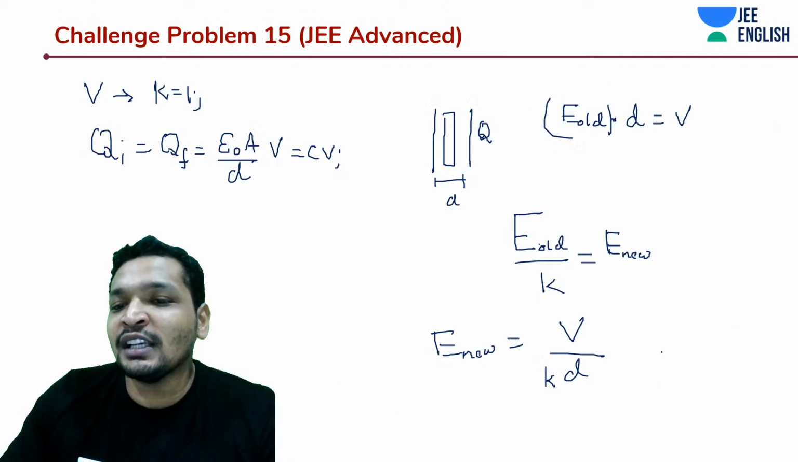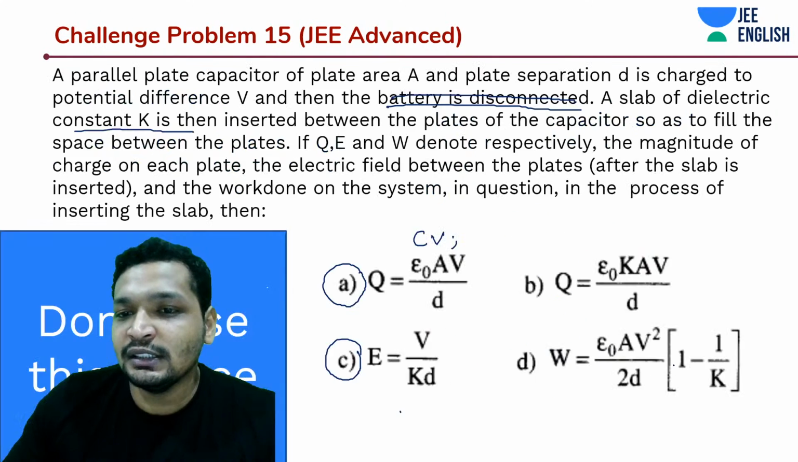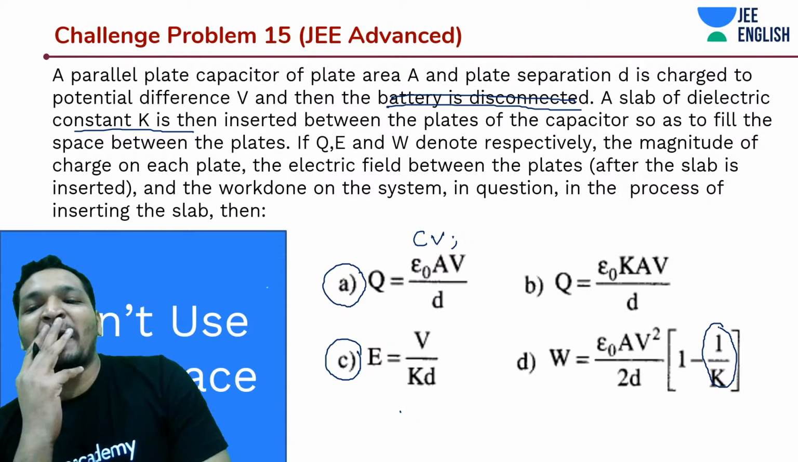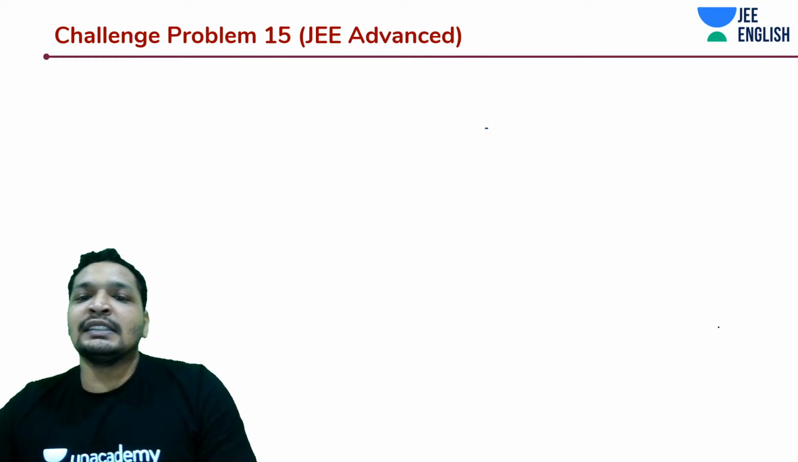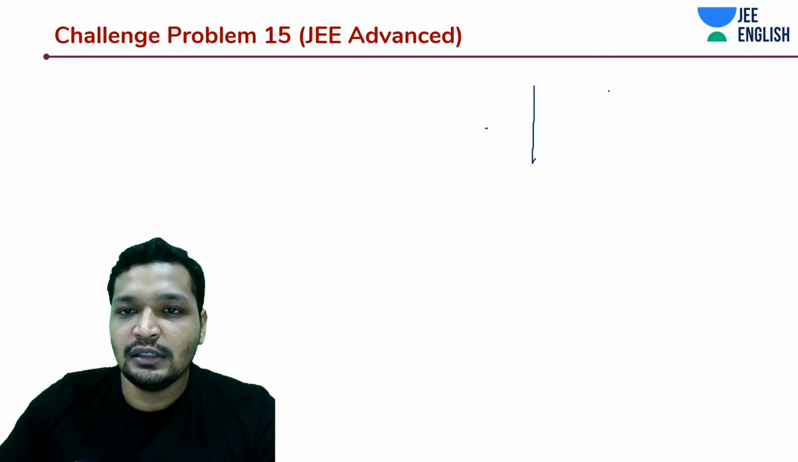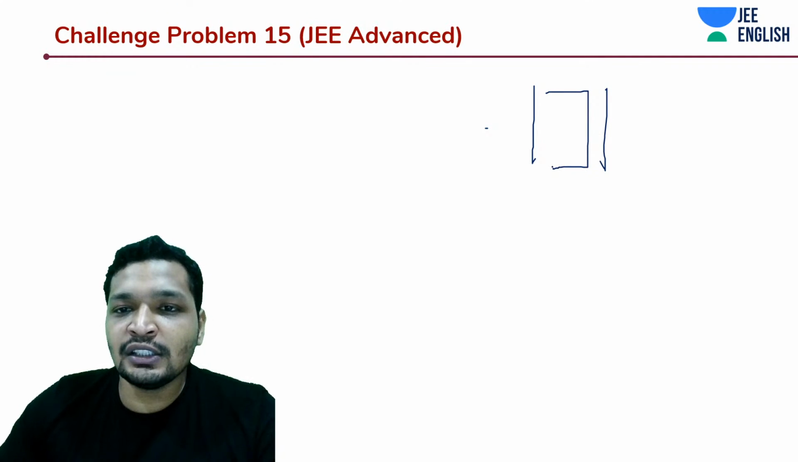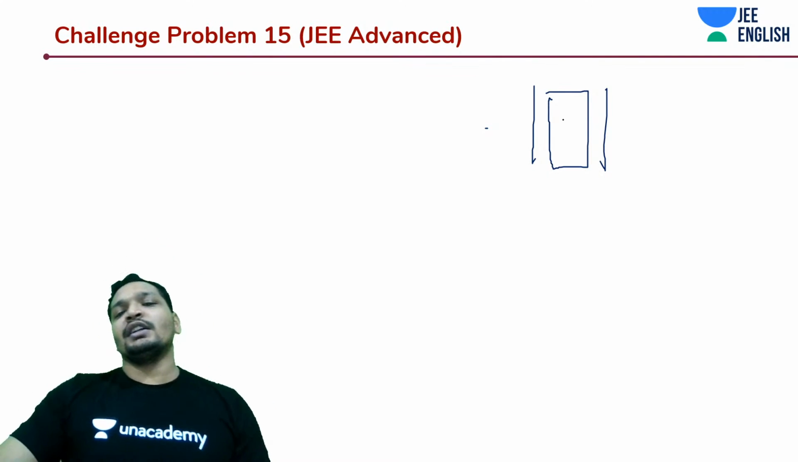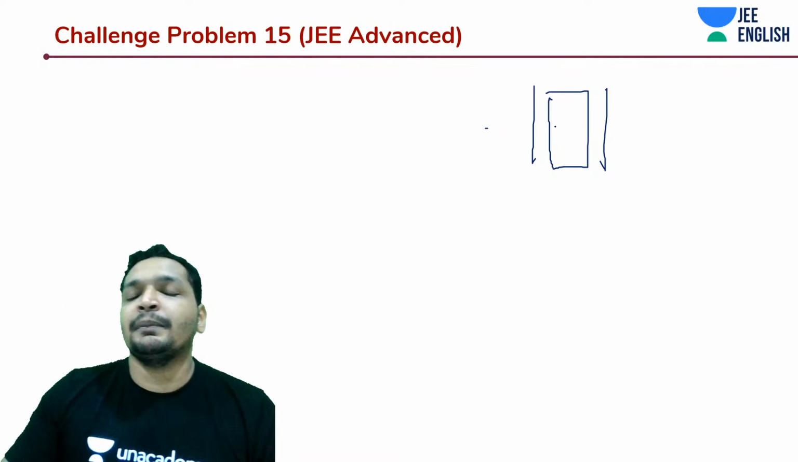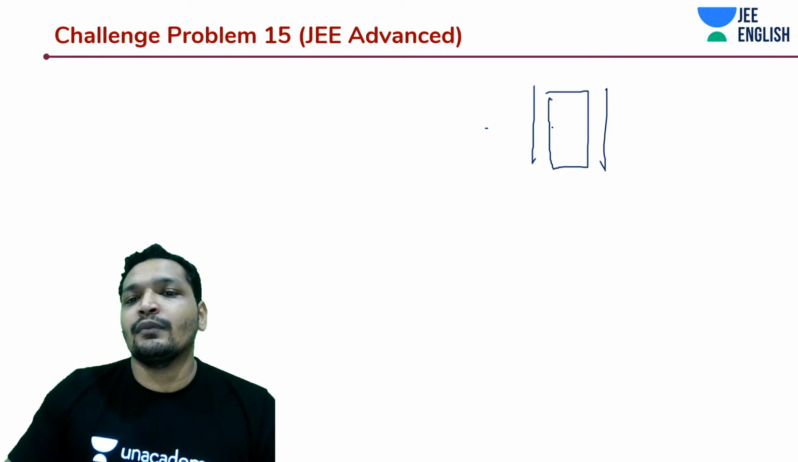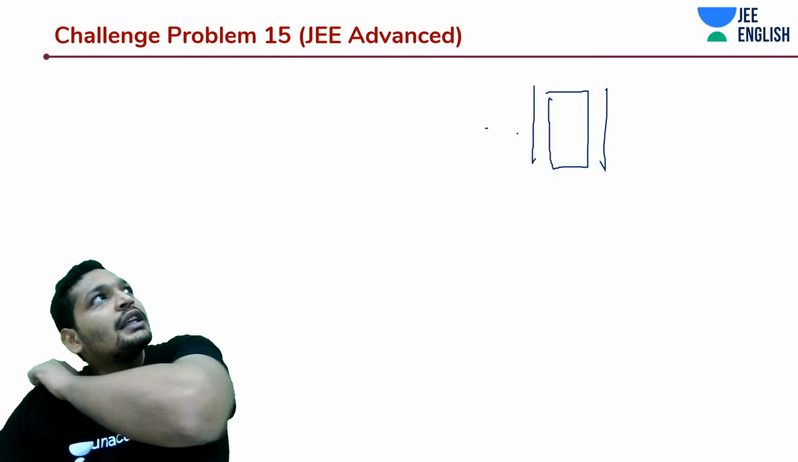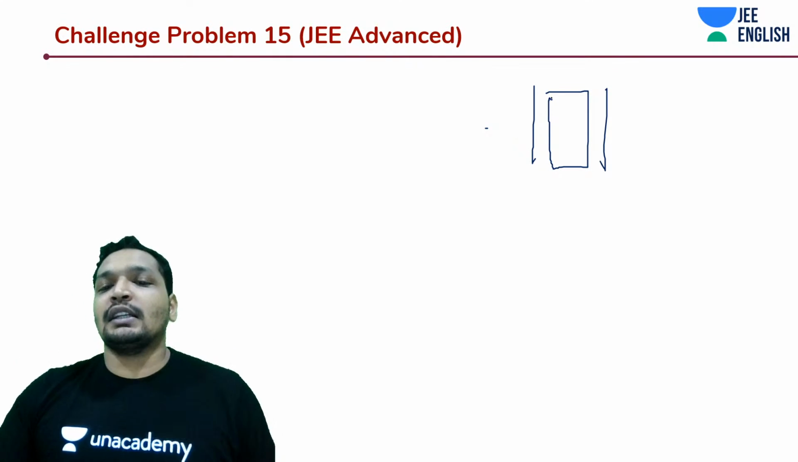Okay. And what is this half CV square? And why do we have 1 by K over here? Can someone tell me why 1 by K? Why did the energy reduce? Since the charge is constant, you need to do negative work to insert this dielectric slab. E volt minus E new.